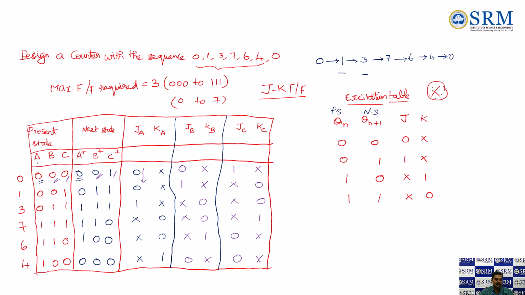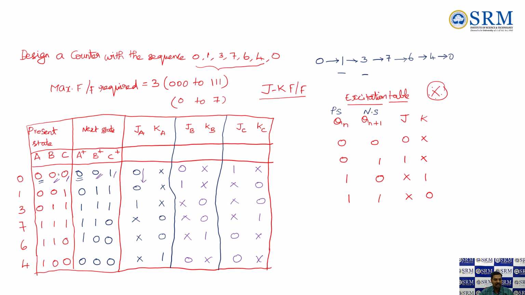So the present state I'm considering as A, B, C, and the next state as A plus, B plus, C plus, instead of Q. Or you can write here QA, QA plus, QB, QB plus, QC, QC plus. Whatever you want, you can write.